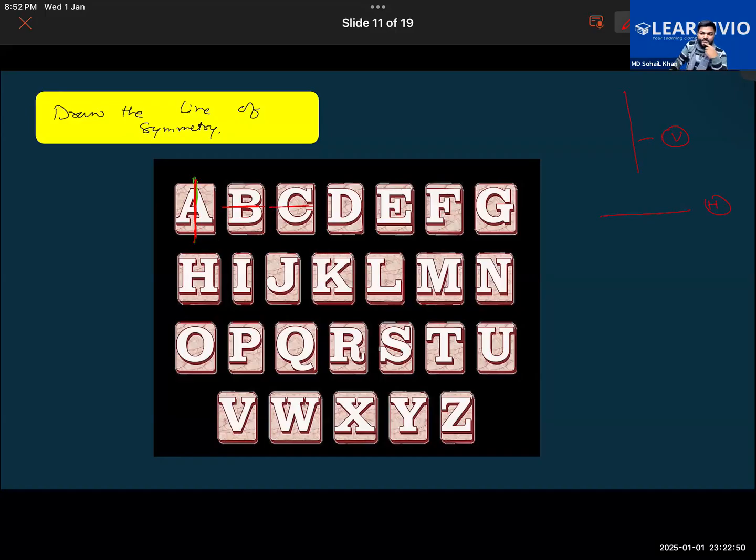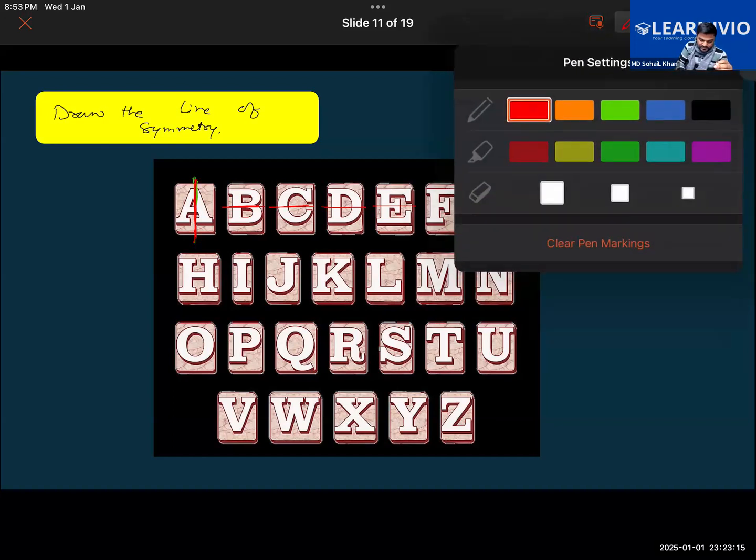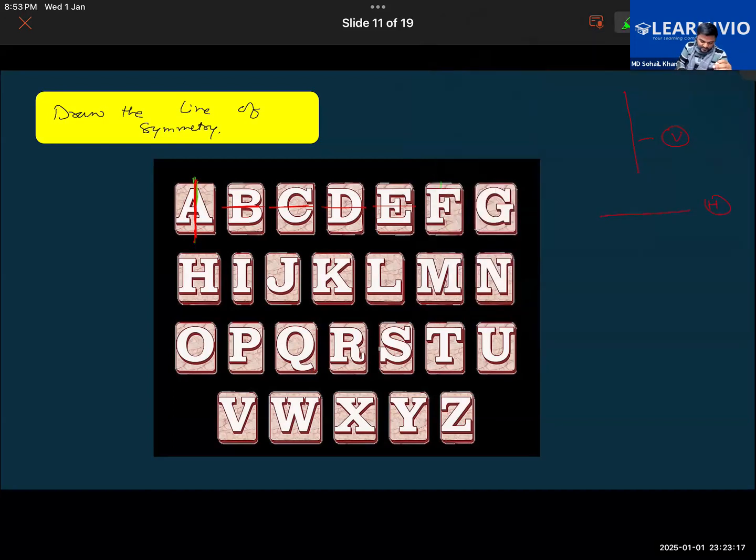What about D? D is horizontal. Good. E? Vertical. No. Horizontal. No. Why would it be taking vertical? If I were to cut it from the middle, the two halves will not be identical to one another. What about F? No. Very good. So let's circle it out with some different color, like the green one.